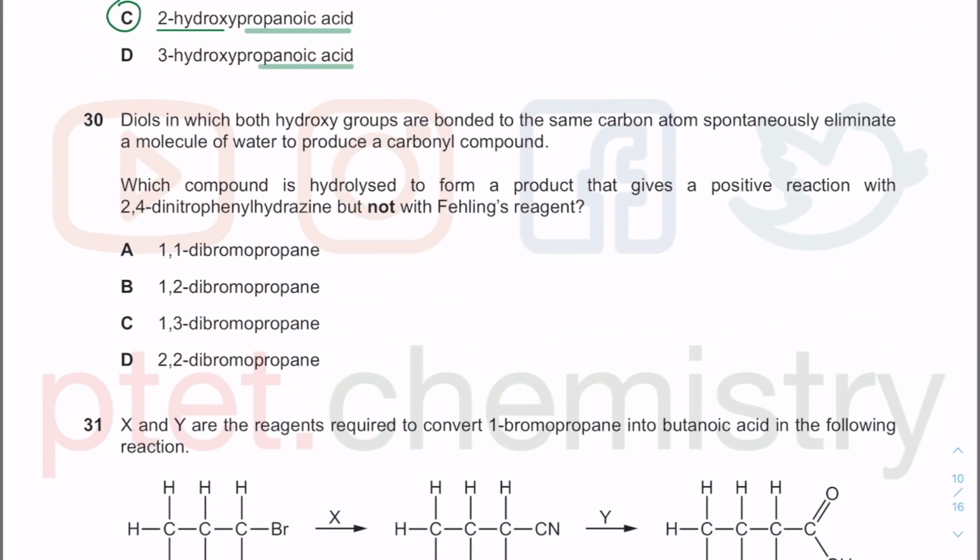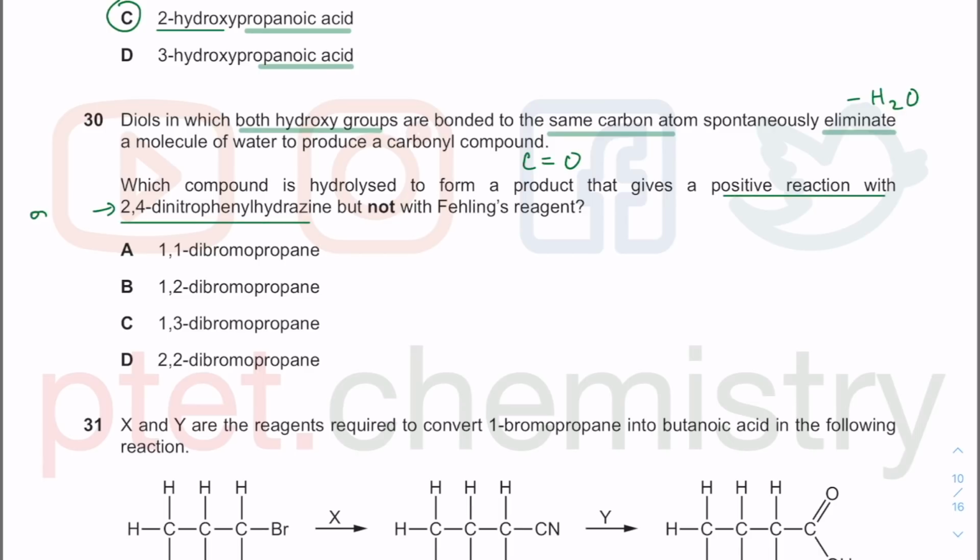Question 30. You get diols, as we mentioned in one of the earlier questions, from the oxidation of alkene. When you have two hydroxy groups bonded to the same carbon, they can eliminate. Eliminate means you kick out what? Kick out water to produce a carbonyl compound which has C double bond O. Now, which one is hydrolyzed to form a compound that gives a positive reaction with 2,4-DNPH?